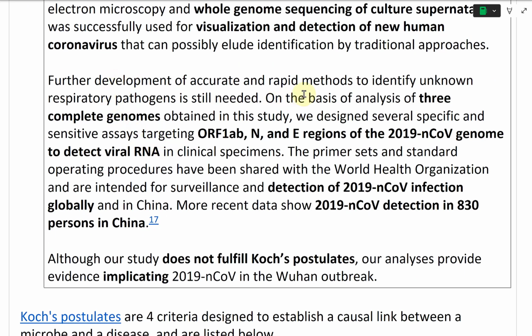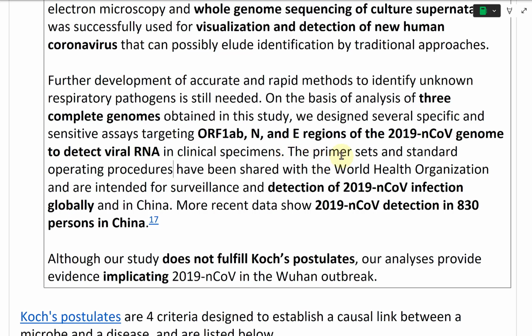Further development of accurate and rapid methods to identify known respiratory pathogens is still needed, and on the basis of analysis of 3 complete genomes obtained in the study, we designed several specific and sensitive assays targeting the ORF1ab, N, and E regions of the 2019 nCoV genome to detect viral RNA and clinical specimens. And then they would send these sequences and assays to the world, and they would basically go and start testing for this new virus, quote virus.